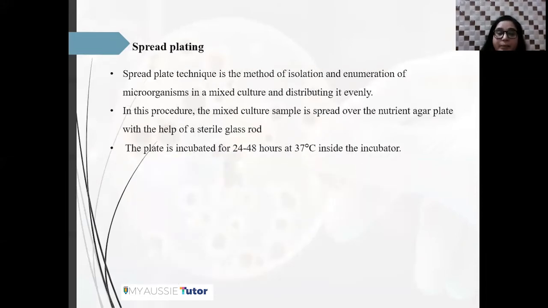So the spread plating technique is a method of isolation and enumeration of microorganisms in a mixed culture and distributing it evenly. In this procedure, the mixed culture sample is spread over a nutrient plate with the help of a sterile glass rod. A sterile glass rod is basically an L-shaped glass rod which allows the complete distribution of the sample over the nutrient agar plate. This plate is incubated for 24 to 48 hours at 37 degrees Celsius in the incubator. This provides the perfect temperature for the multiplication of the bacteria and to isolate the bacteria.